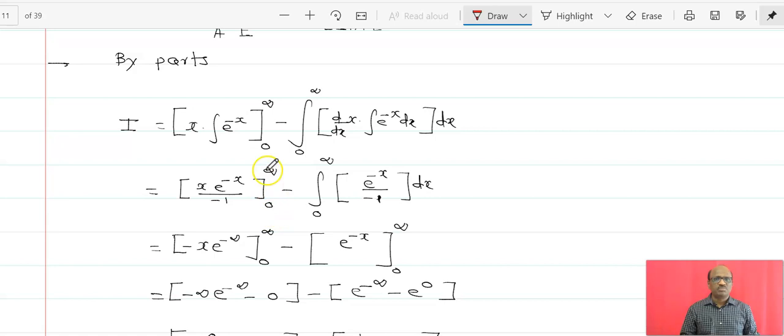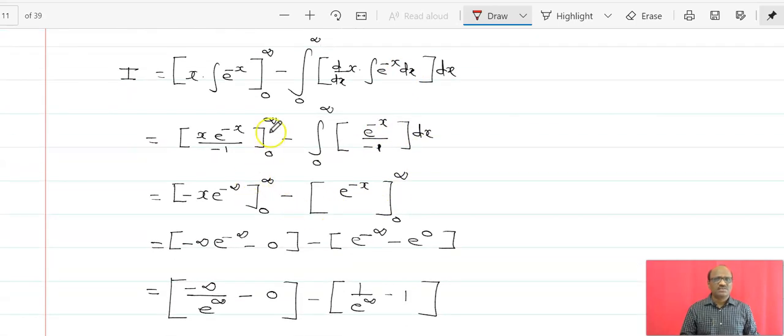Lower limit is 0, upper limit is infinity, minus integral 0 to infinity. The derivative of x is 1, into e raised to minus x. The integral of e raised to minus x is e raised to minus x upon minus 1, dx. Now again here substitute upper limit minus lower limit. Upper limit is infinity, that is minus infinity into e raised to minus infinity. Lower limit is 0, that will become 0. Whole is here. What about here? Here is a minus sign.